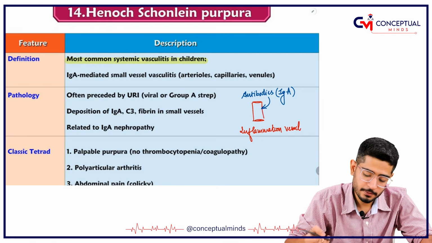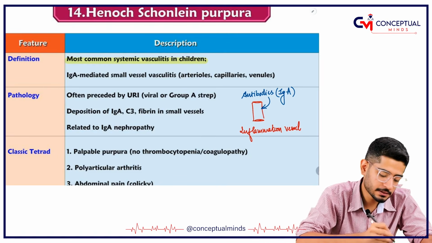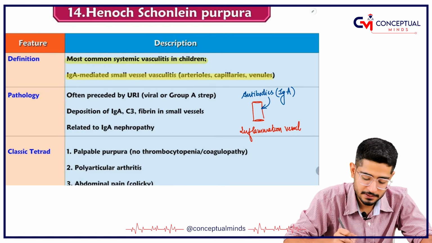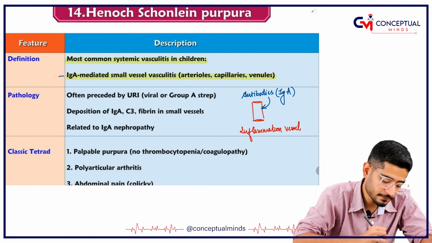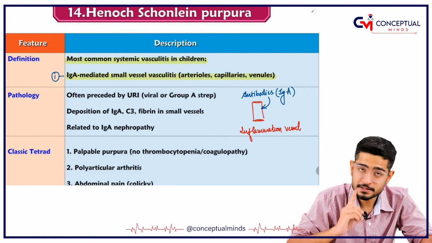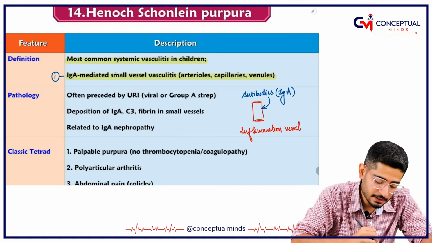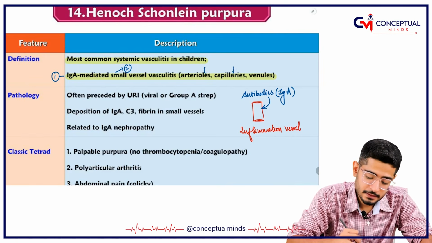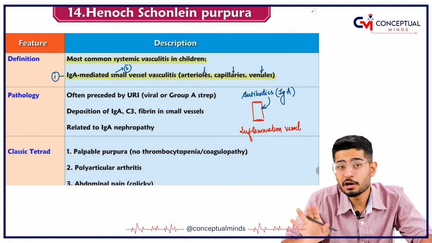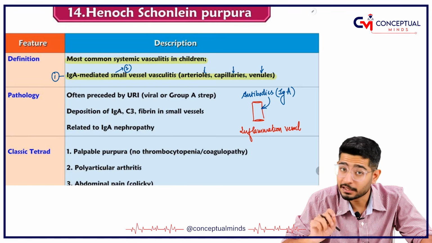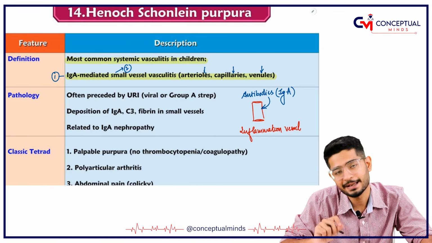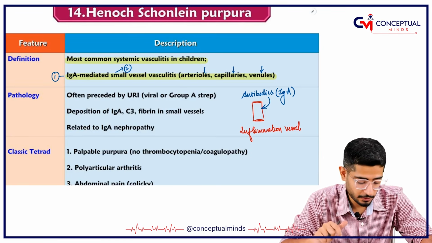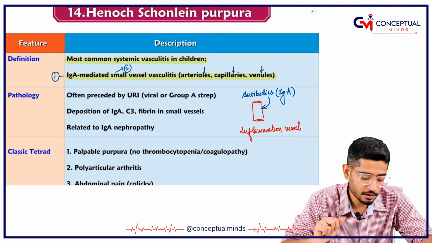So the first point to remember is that Henoch-Schönlein Purpura is an IgA mediated small vessel vasculitis. First, it is IgA mediated. Second, it is a small vessel vasculitis. That means which vessels are going to get inflamed? Arterioles, capillaries, venules. Not the arteries, not the veins. So this is IgA mediated vasculitis.